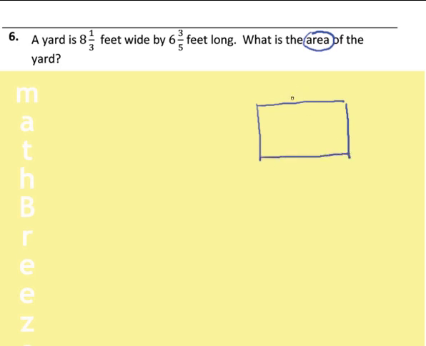Let's say we call this side L for length and this side W for width. And we want to find out the area, that is the area inside. So the area is equal to length times width. And if this is given in feet, the area would be in square feet. So let me say that it's in square units.